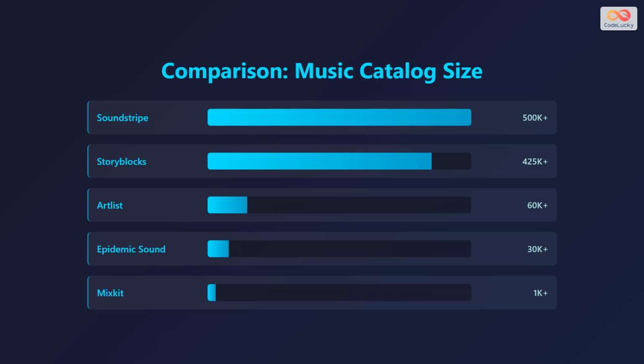Catalog size directly impacts your creative flexibility. Soundstripe leads with over 500,000 tracks. Storyblocks follows closely with over 425,000 assets. Artlist offers 60,000 carefully curated tracks. Epidemic Sound provides 30,000 quality options. Mixkit, while smaller with just over 1,000 free tracks, prioritizes quality over quantity. Larger catalogs mean more variety, but smaller, curated libraries often provide higher average quality. Your choice depends on whether you prioritize quantity or quality.